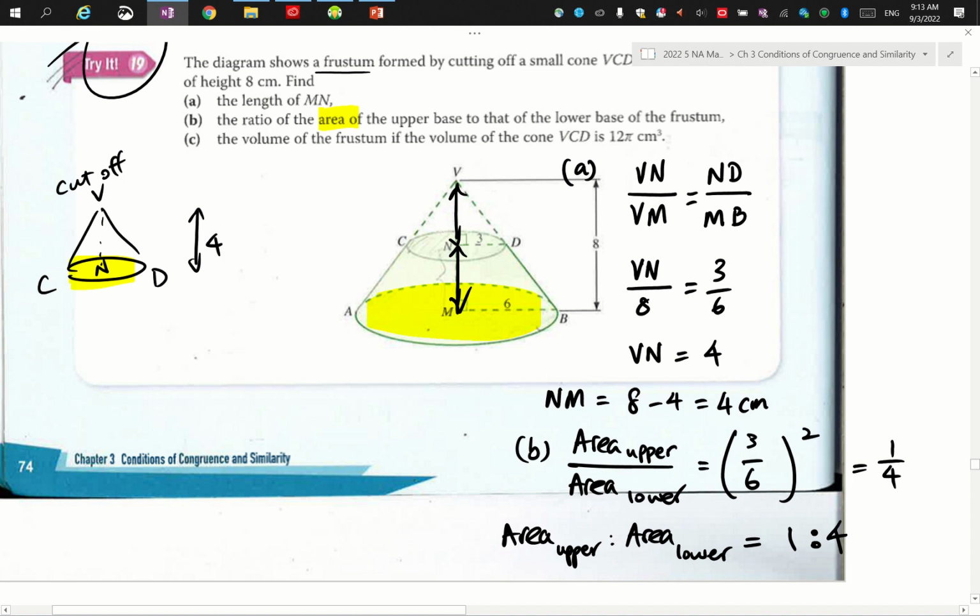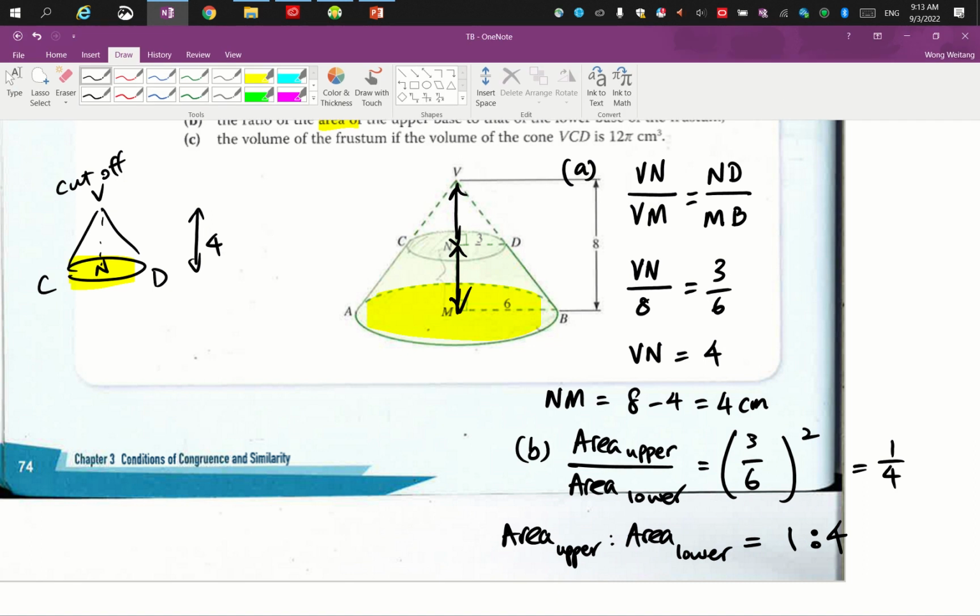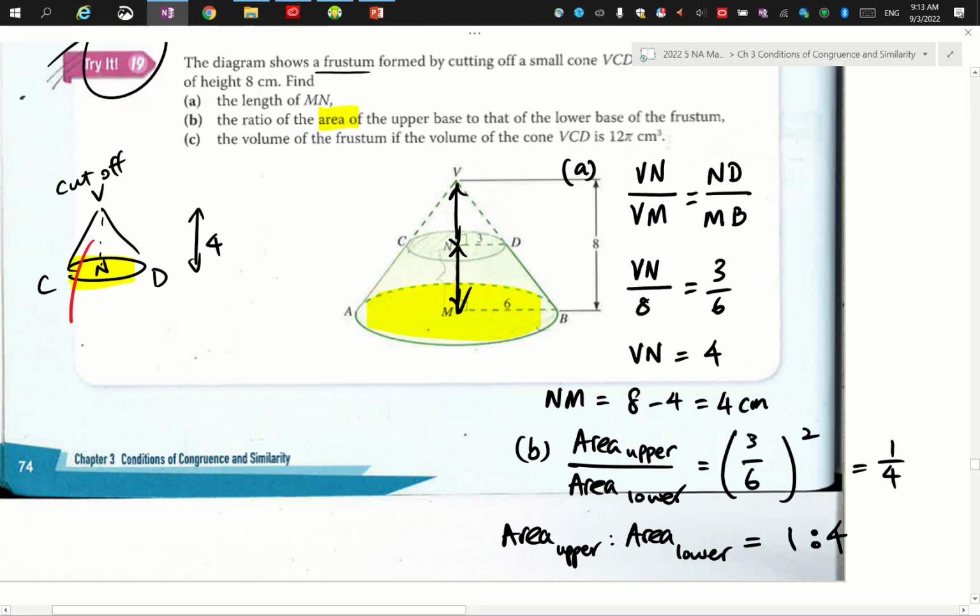And then the next one, volume of the frustum. If the volume of the cone VCD, this part that was cut off, is 12 pi, so this volume equals 12 pi cubic centimeters. Now they want the volume of the frustum. But that frustum at the bottom is not a similar figure to that cone that was cut off. So we cannot compare directly. However, we can compare it by considering the original volume of the cone, then you take away the volume that was cut off. I think you get the result, which is what they wanted.